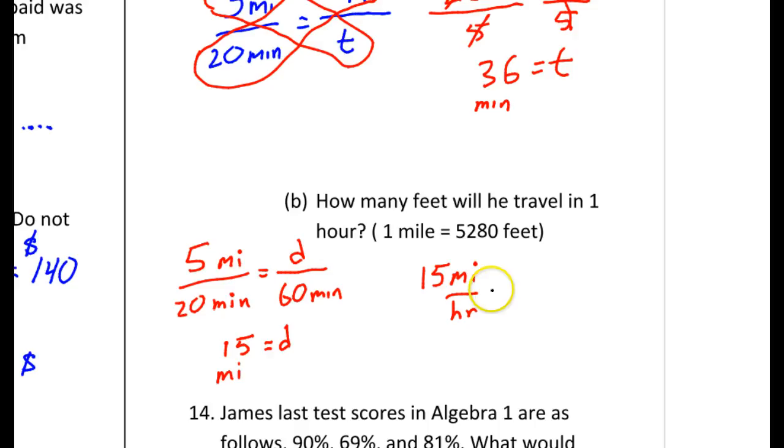And you can convert that to feet, saying 1 mile is 5,280 feet. And those can cancel out. So we'll have, let's see, 15 times 5,280 is 79,200.